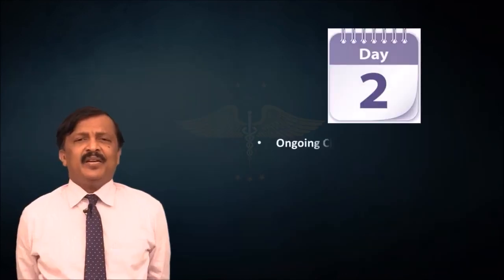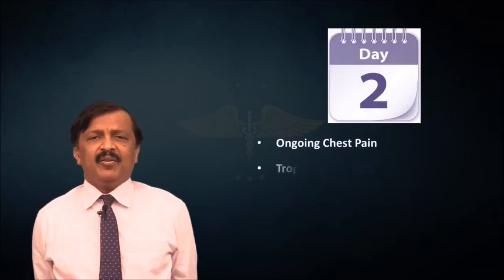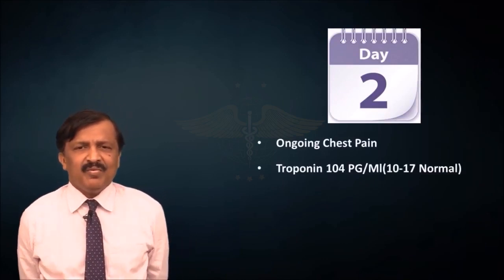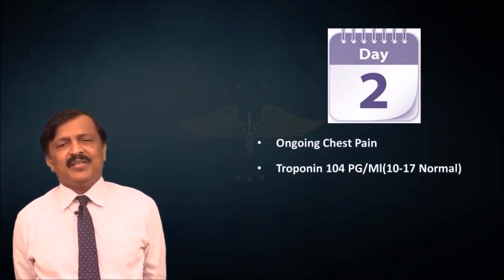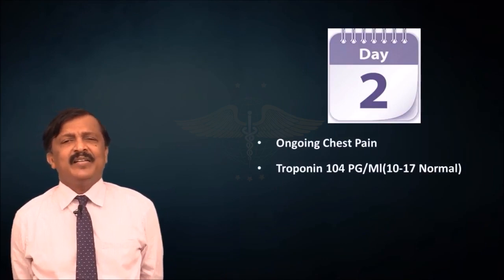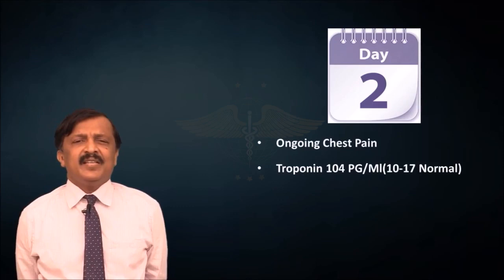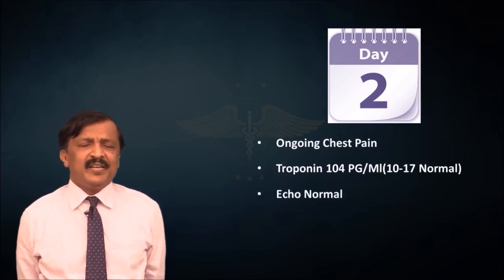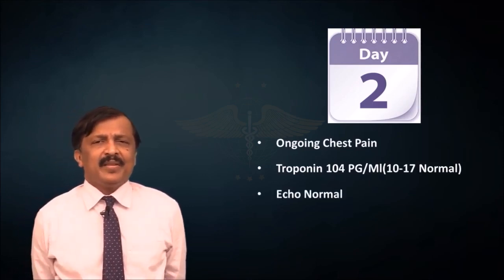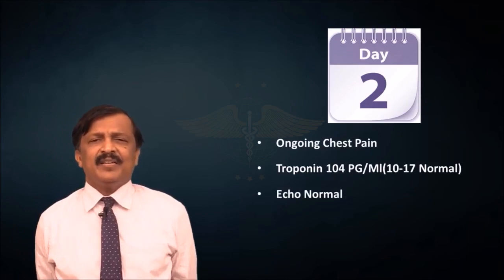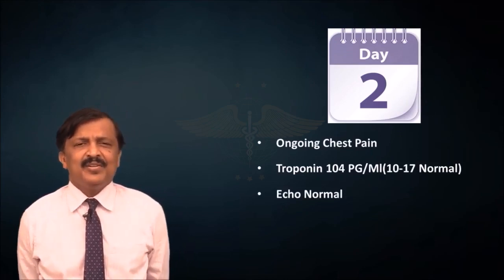On day 2 he continued to have chest pain. Troponin T, the first one was 104, the second one after 6 hours was 55, which was a downward trend. So there was no acute ischemic insult based on the ECG. Echo was normal, we didn't find any regional wall motion abnormality. Since ECG did not show any significant STT changes, we observed him for one more day.